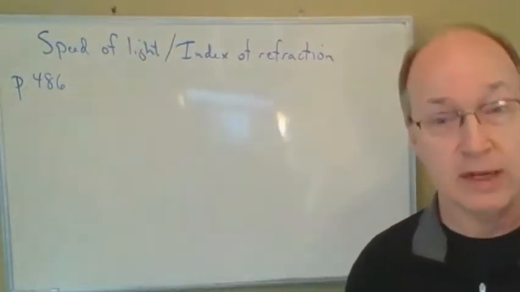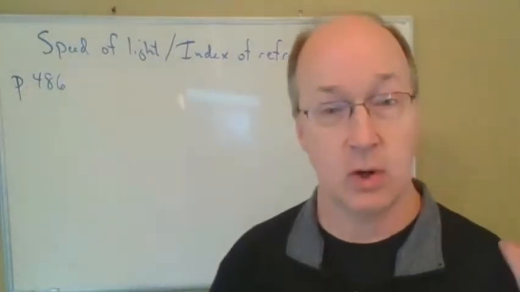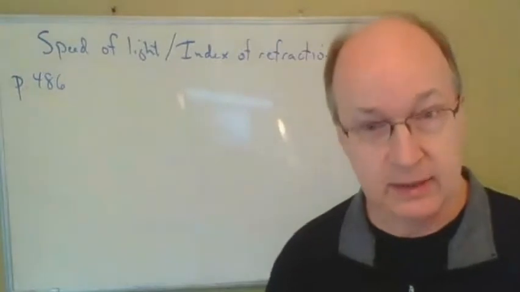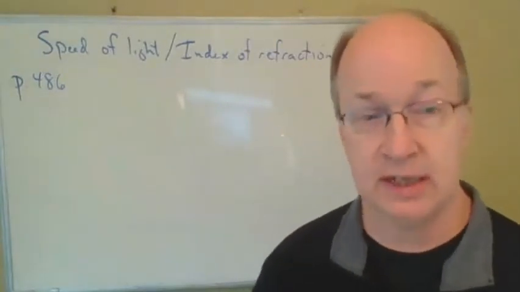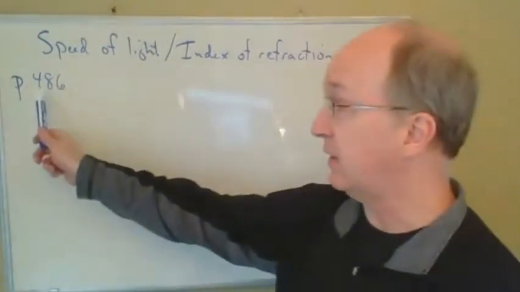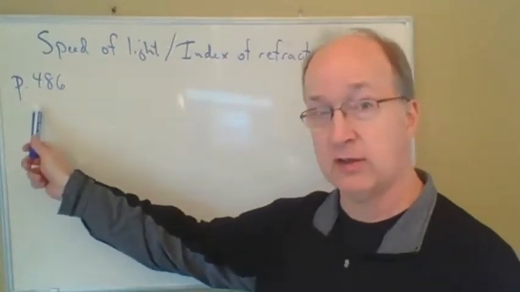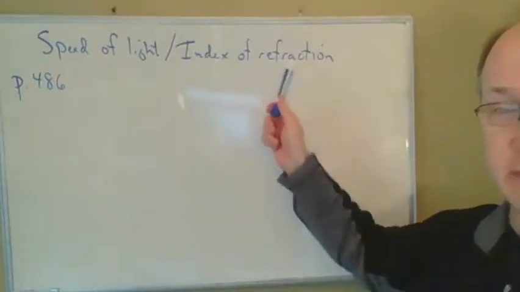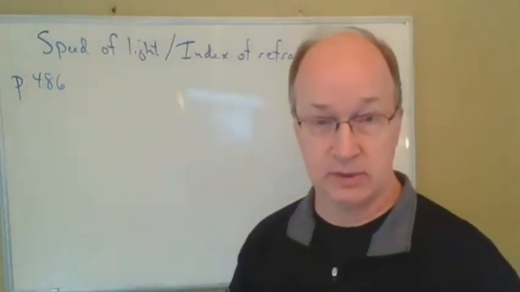Now, if you haven't read section 1 of chapter 18, I strongly recommend that you press pause right now and go back and read section 1 of chapter 18. We're going to talk specifically about a table, a chart that is on page 486. And it's a chart of the index of refraction of a variety of substances.